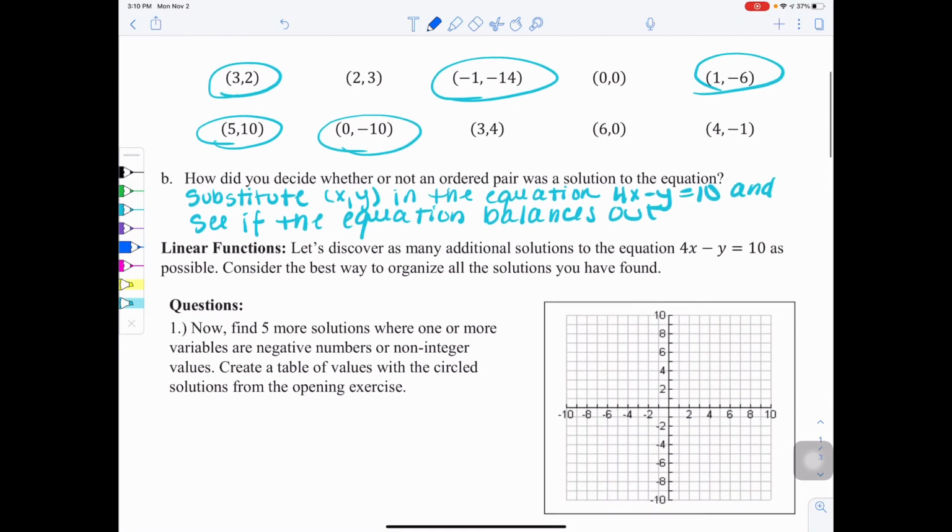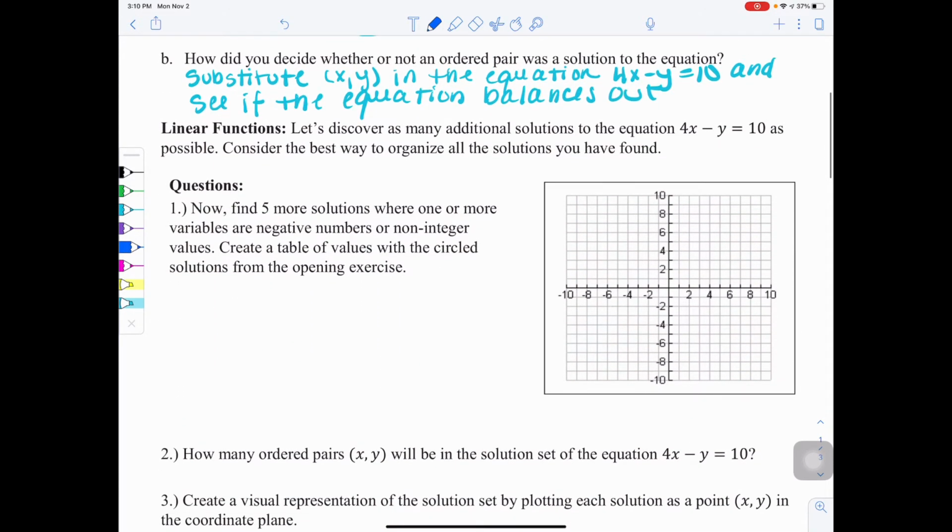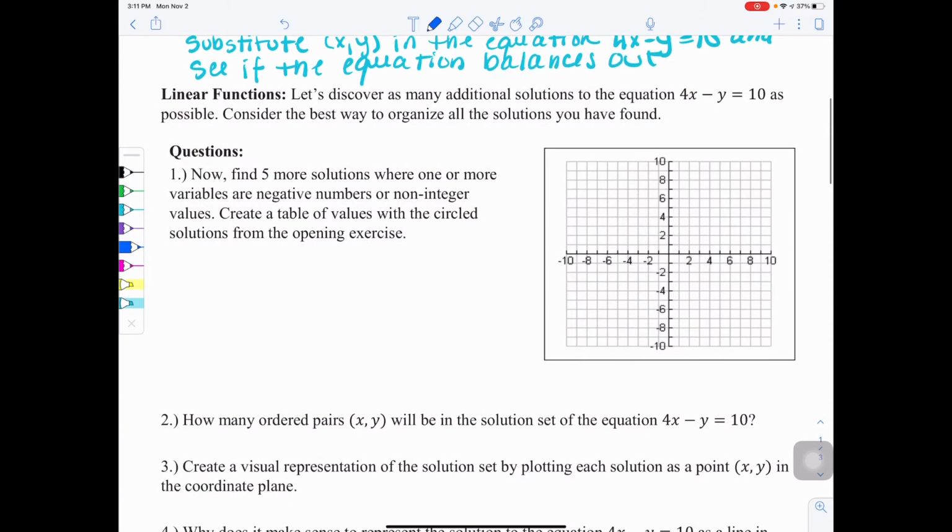Okay, so let's take a look at linear functions. Let's discover as many additional solutions to the equation 4x minus y equals 10 as possible. Consider the best way to organize all the solutions you have found. So I want you to underline that, the best way to organize. That best way is going to be using a table of values.